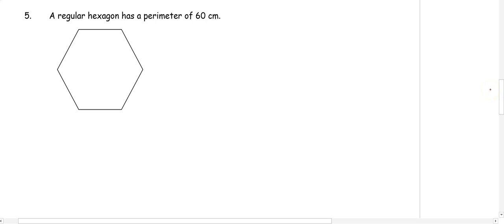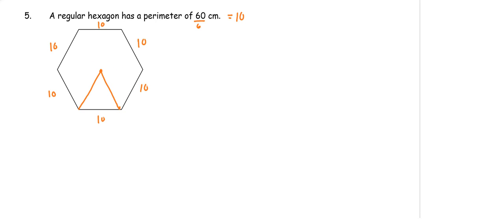So find the area. Number 5, a regular hexagon has a perimeter of 60. If the perimeter is 60, when we divide by 6 sides, each side is going to be 10 centimeters. So what I'm going to do in the hexagon is draw my triangle in, and then I'm also going to draw the apothem in.